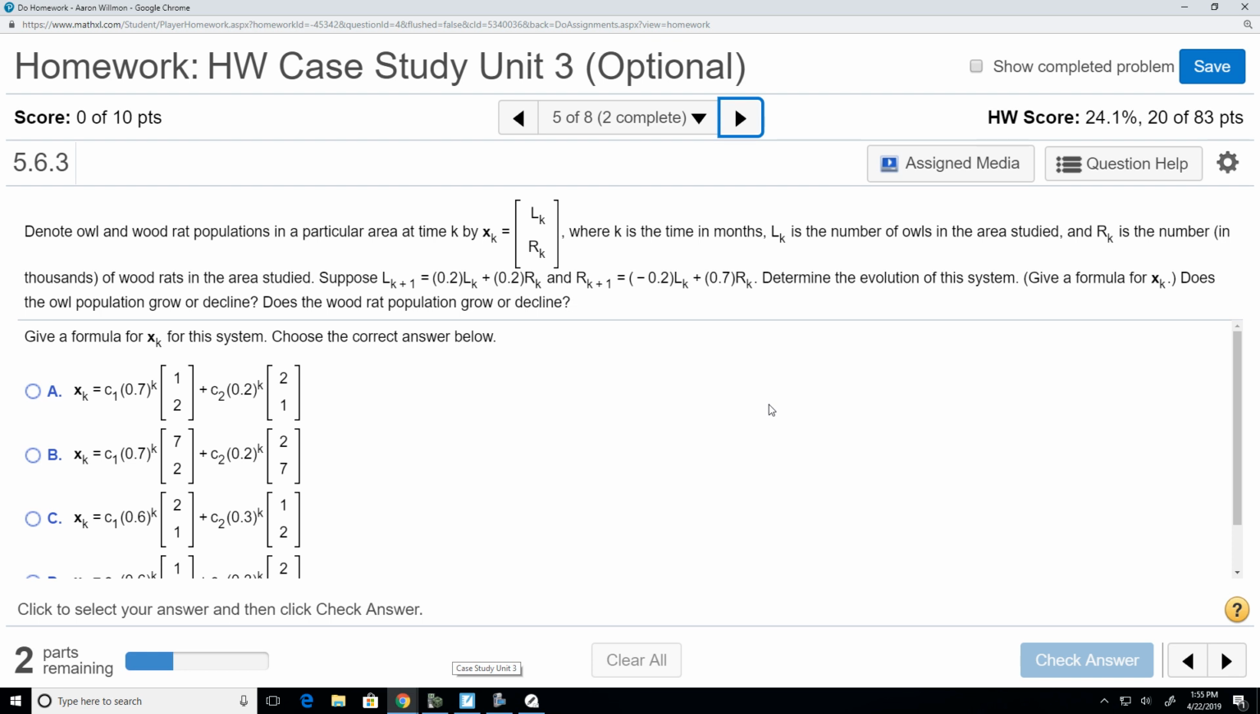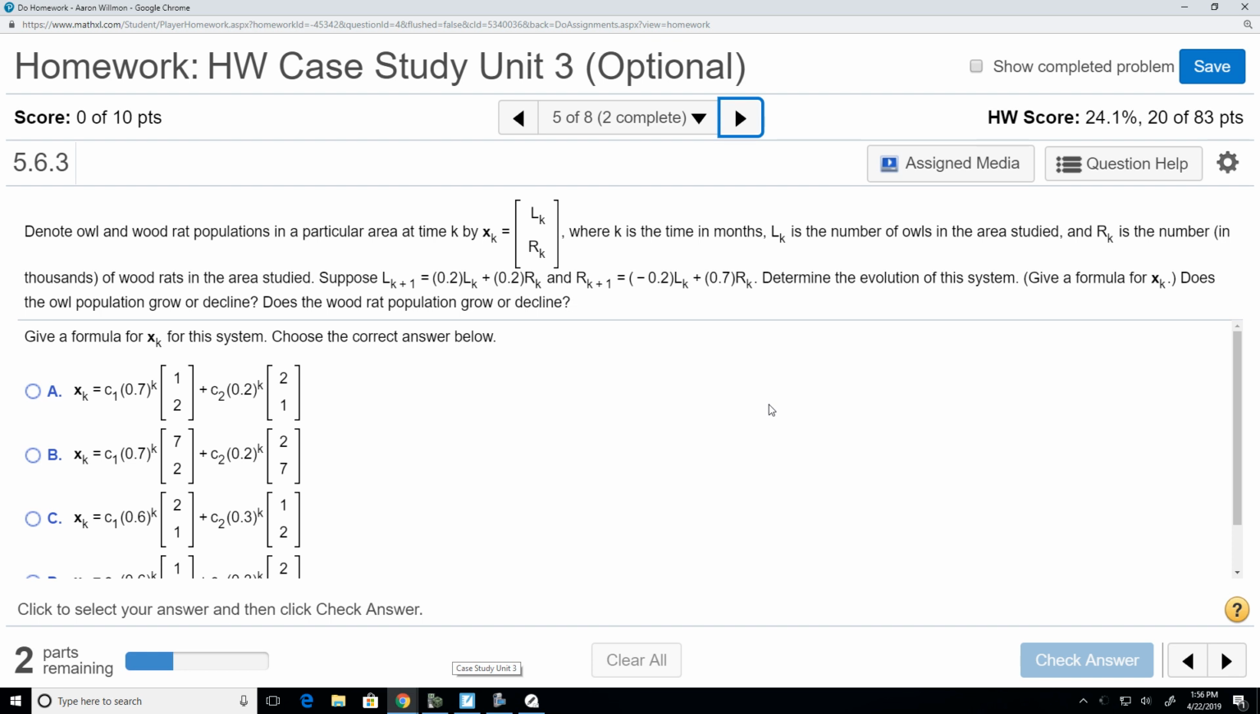This is number 5. It says, denote owl and wood rat populations in a particular area at time k by this x of k. So k is in months. L sub k is the number of owls in the area. I don't know why they used L, but I guess it's for owl. And R sub k is the number in thousands of wood rats. So R is in thousands, and L is just the number of owls.